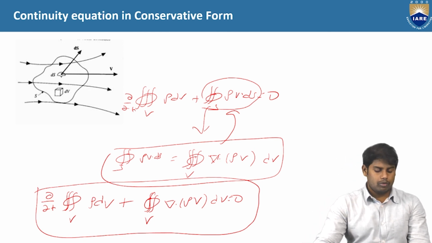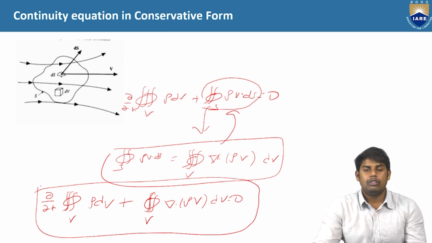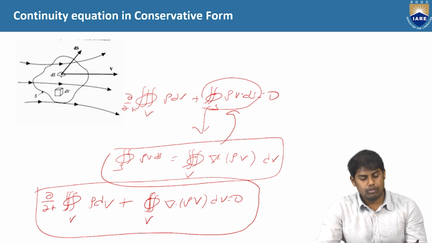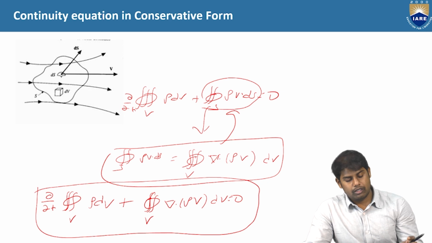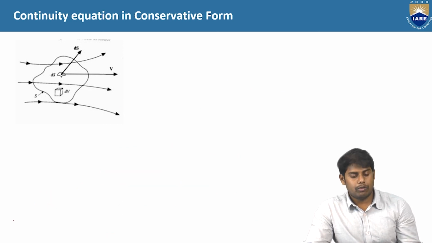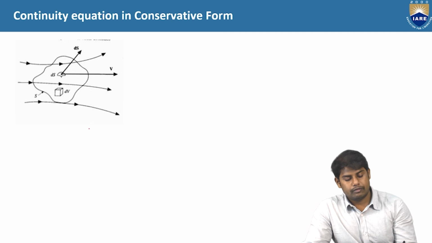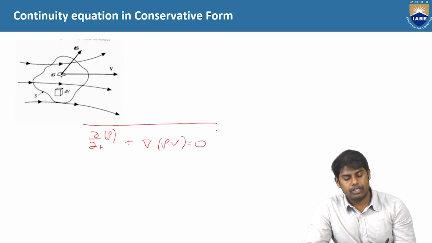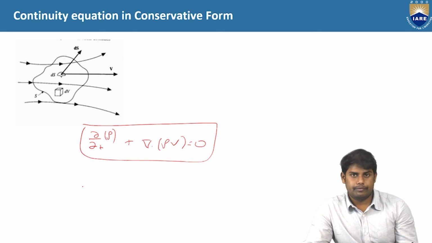So we can change this one too. This is written in integral form, so we can write this in differential form also. If you take the volume integral common, we can change from this one form to the other form. The corresponding equation we will get is dou by dou t of density, plus del dot rho v is equal to 0. So this is the differential form of the continuity equation.